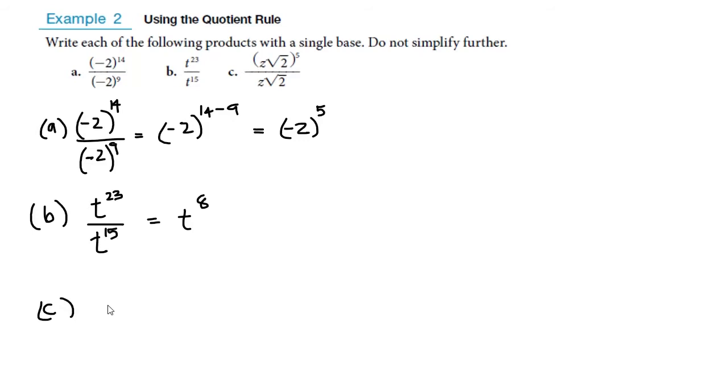And in part C, the base is z times the square root of 2 all to the power 5 all over the same base, z times the square root of 2. It doesn't tell us a power here, but when there's no exponent, we know there's an understood exponent of 1. So this means the base is z times the square root of 2, to the power 5 subtract 1, which is 4.